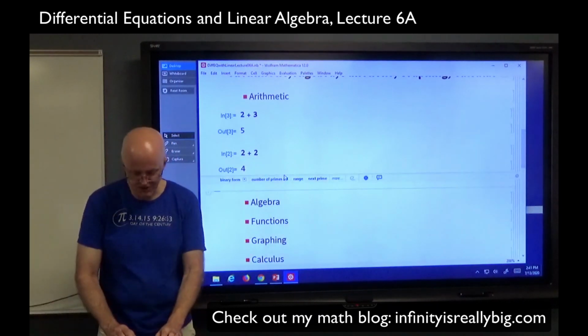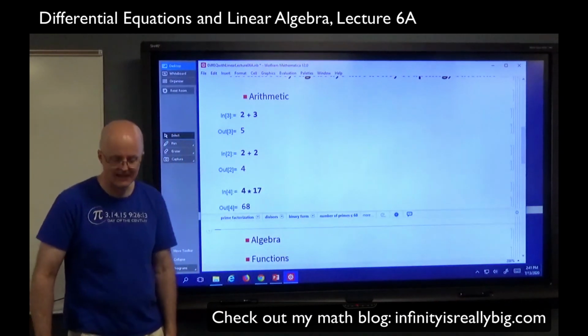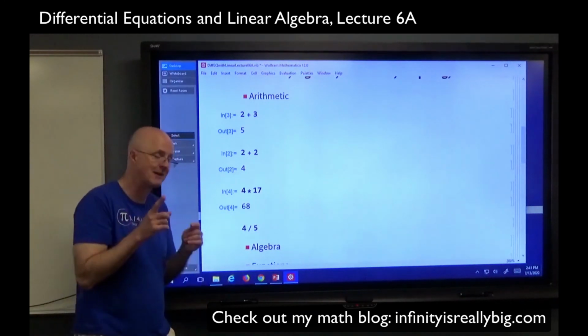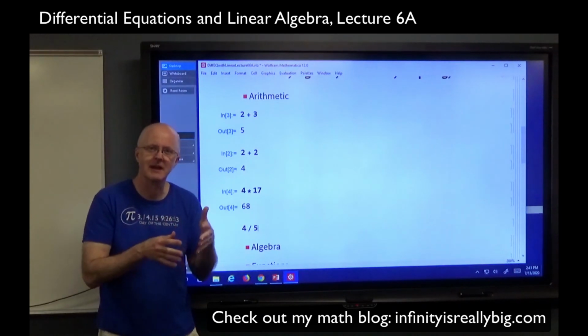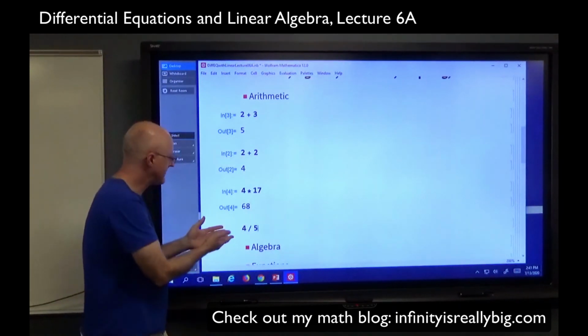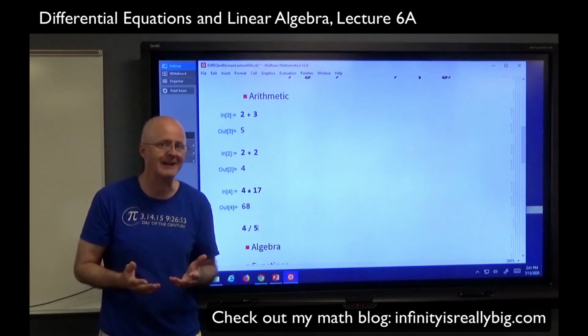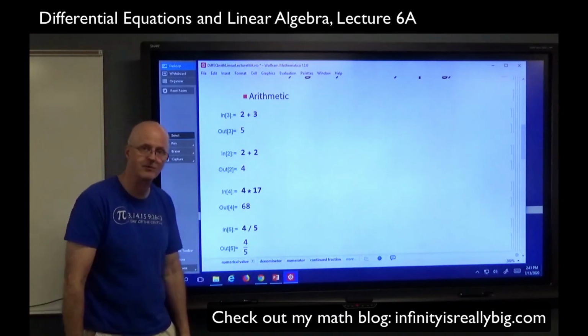Can we do multiplication? Sure, 4 times 17, for example. Put a star for a multiplication. Can it do division? Sure, 4 divided by 5 can do division. However, I did this on purpose. Mathematica is called a computer algebra system, and computer algebra systems treat things like this symbolically. So when I enter this, it's not going to give me a 0.8. Instead, it's going to, well, tell me what I typed essentially, 4/5.